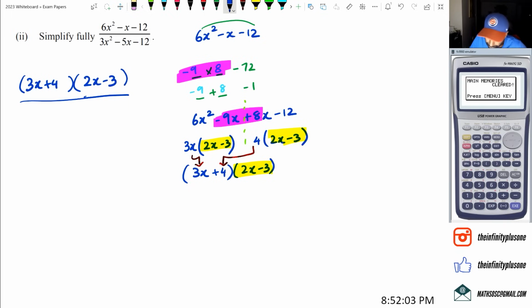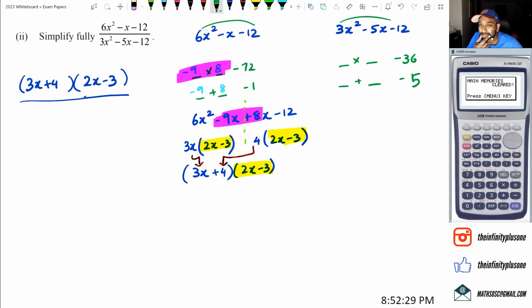Got to repeat the process with the next one, which is 3x squared minus 5x minus 12. So multiply these two numbers. I've got negative 36. I'm looking for two numbers that multiply to negative 36 and also add up to minus 5. Sorry, I was looking at the other number there. So we've got 9 and something. Yeah, we can go negative 9 and positive 4.